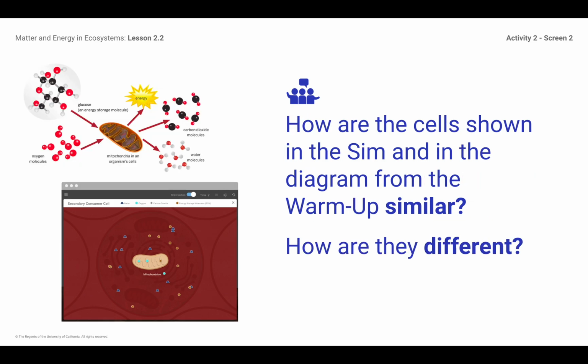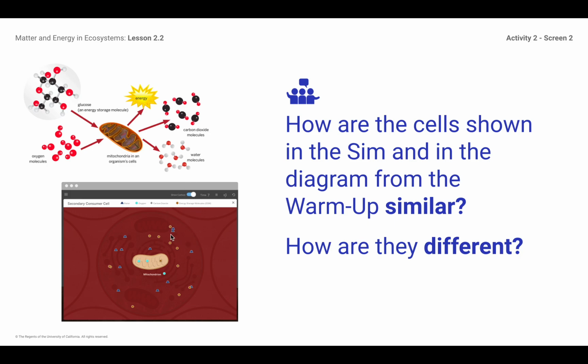I'm sorry. I don't want that one. I want this one. So I want you to think about how the cells shown in the sim, remember that's a model, and models, scientists use models, but they're not always 100% right. It's a model. It's meant to show what something that's too small to be seen with the naked eye is like, and a lot of times there's some limitations. So what's the limitation here? And what's the limitation here? I'm going to give you guys a second to kind of think about that.